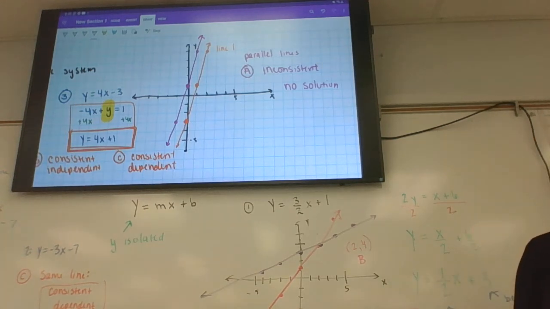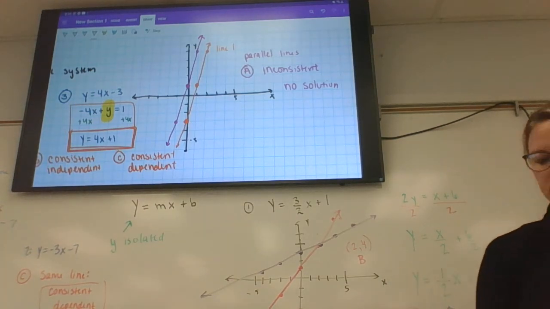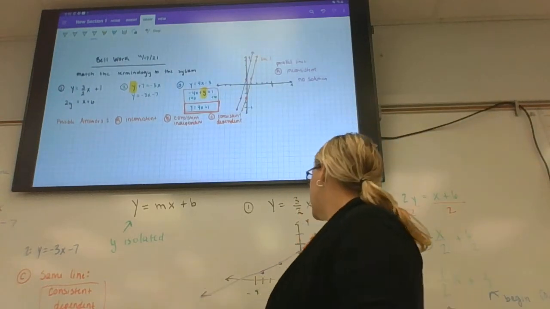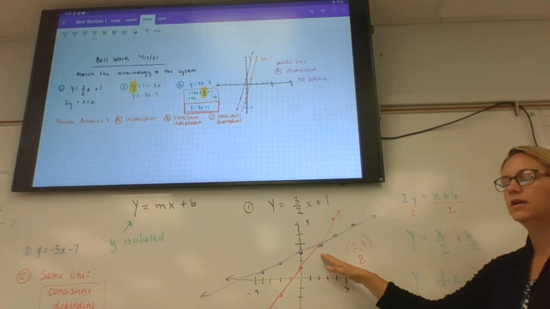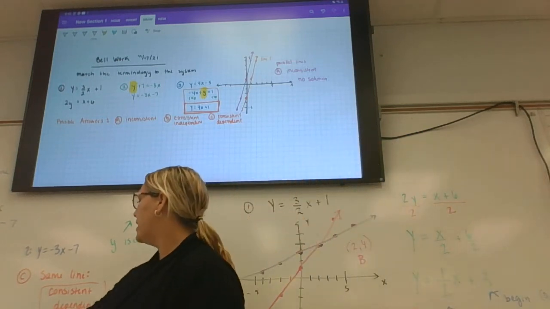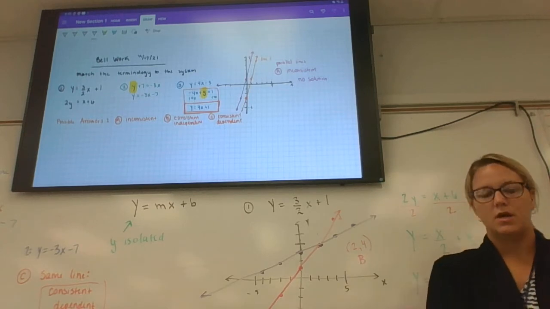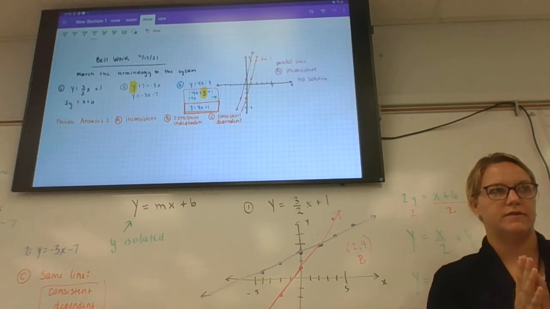So, yeah, these are your three possibilities when you graph. Perhaps it's like number one and it crosses in exactly one place. Perhaps they turn out to be the same line, or perhaps they're parallel and they'll never cross ever. Okay, get out your workbook, page 73.